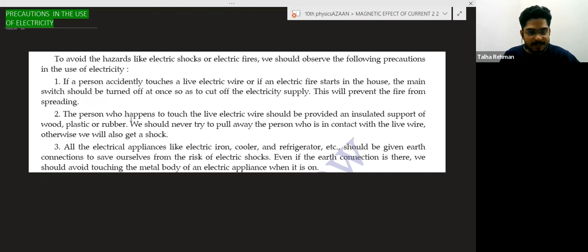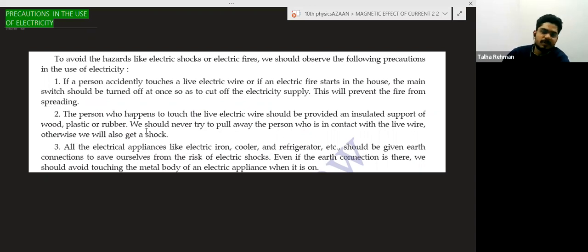After that, the person who happens to touch the live electric wire should be provided an insulated support of wood, plastic or rubber. Sometimes there can be a condition that someone has to touch the live wire. So if he is doing so, he should wear gloves of rubber or plastic.